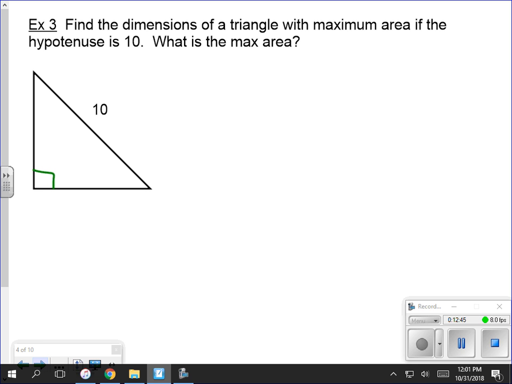Which means that our area is 1/2 the right leg times the other leg. Right triangle. Makes it easier to figure it out. You can only do it that way. So here's what I want you to do first. See if you can figure out first and foremost what the length of the two legs are in terms of one variable.